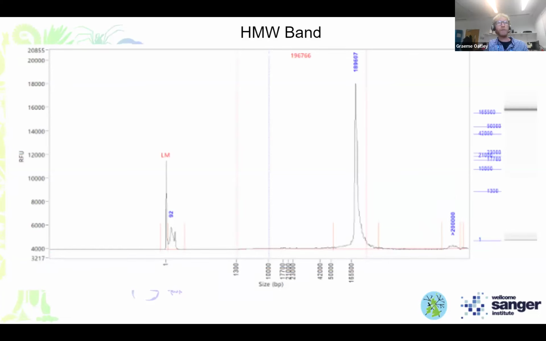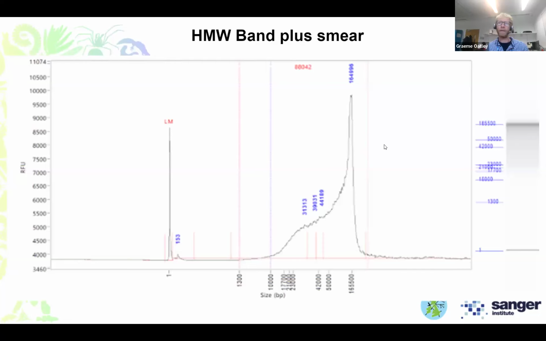So I've given you a list of the profiles and just a quick view of what those look like. So a high molecular weight band here. We have this nice strong peak on the gel image. High molecular weight DNA about 165 kb, very little fragmented or low molecular weight DNA to the left of that. And then when we add a smear into that, we get some more fragmented DNA to the left of this nice high molecular weight peak here.